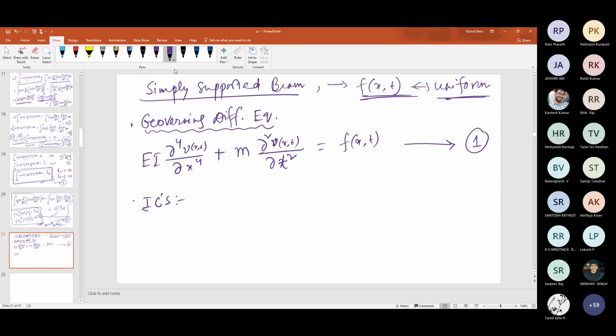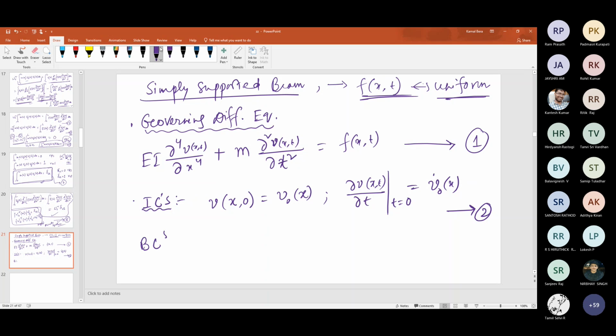Two initial conditions. I am summarizing. Initial condition is very simple. So v for any value of x but time 0 equals to, let's say, v0(x). Another one is v dot. That is basically, let us write it in a proper manner. So del v(x,t) by del t evaluated at time t equal to 0. Take the differentiation, so you will get the velocity. So let's say this is v0 dot(x).